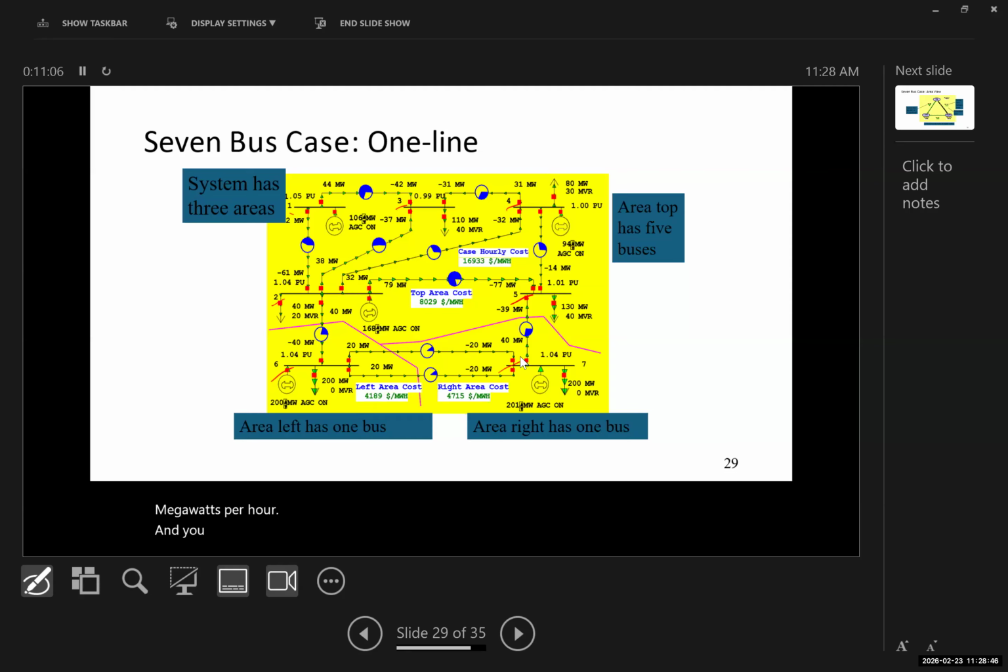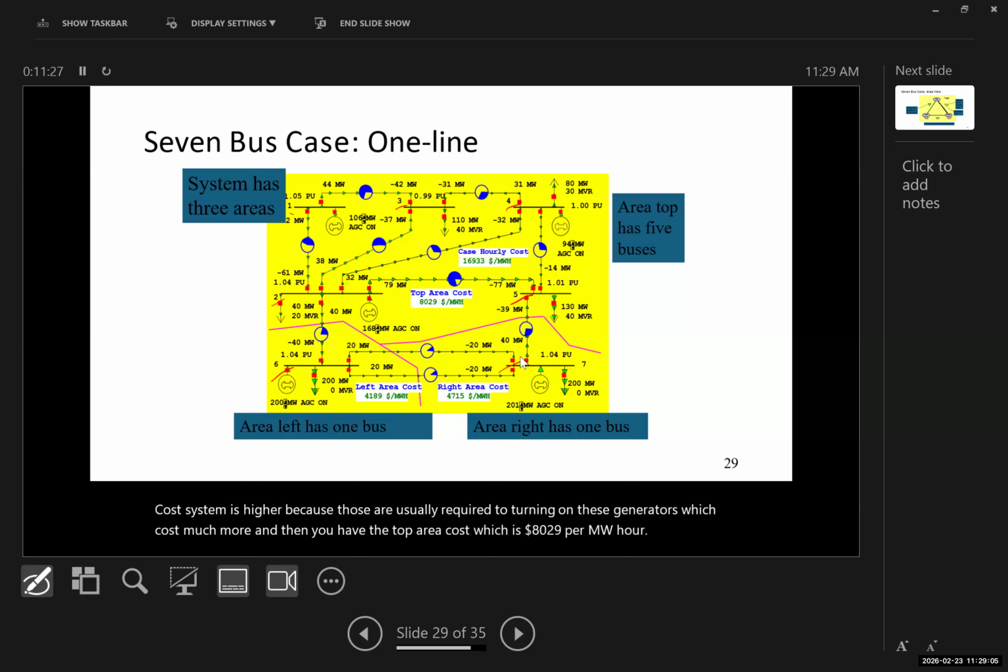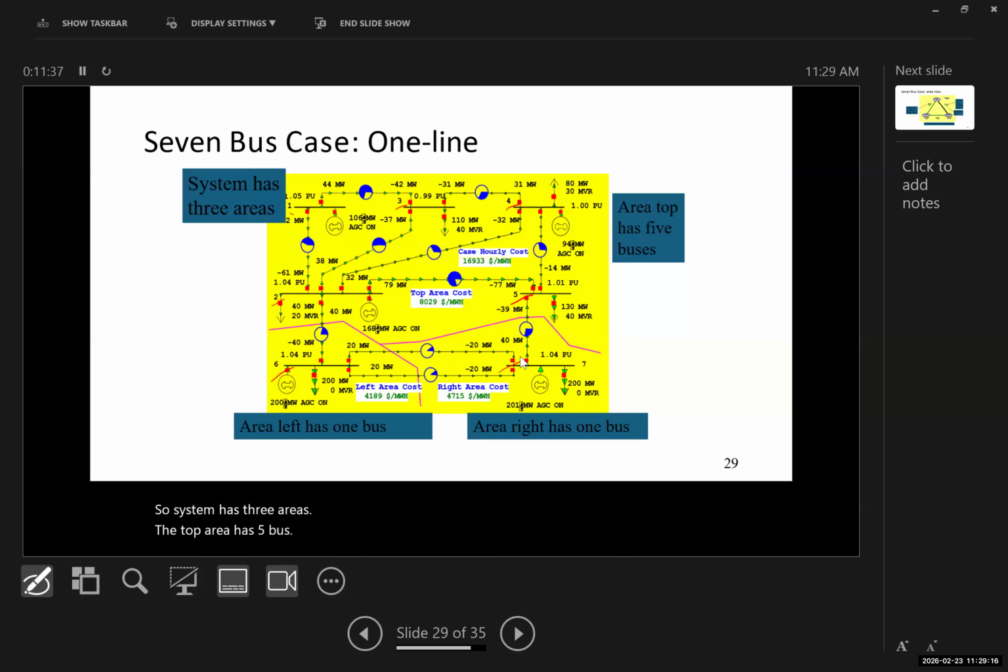The reason that an hourly cost system is higher is because those usually require turning on these generators, which cost much more. And then you have the top area cost, which is $8,029 per megawatt hour. So the system has 3 areas. The top area has 5 buses. The left area has 1, and the right one has also 1 bus.